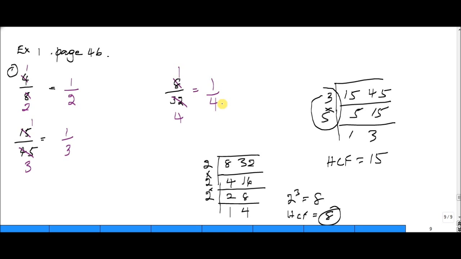So basically that's what reducing fractions is all about, trying to find a common factor that will go into both the numerator and the denominator. Reducing using the highest common factor is the fastest way to reduce. If you use other common factors which are not the highest, you will just take a little longer time in getting to the answer.